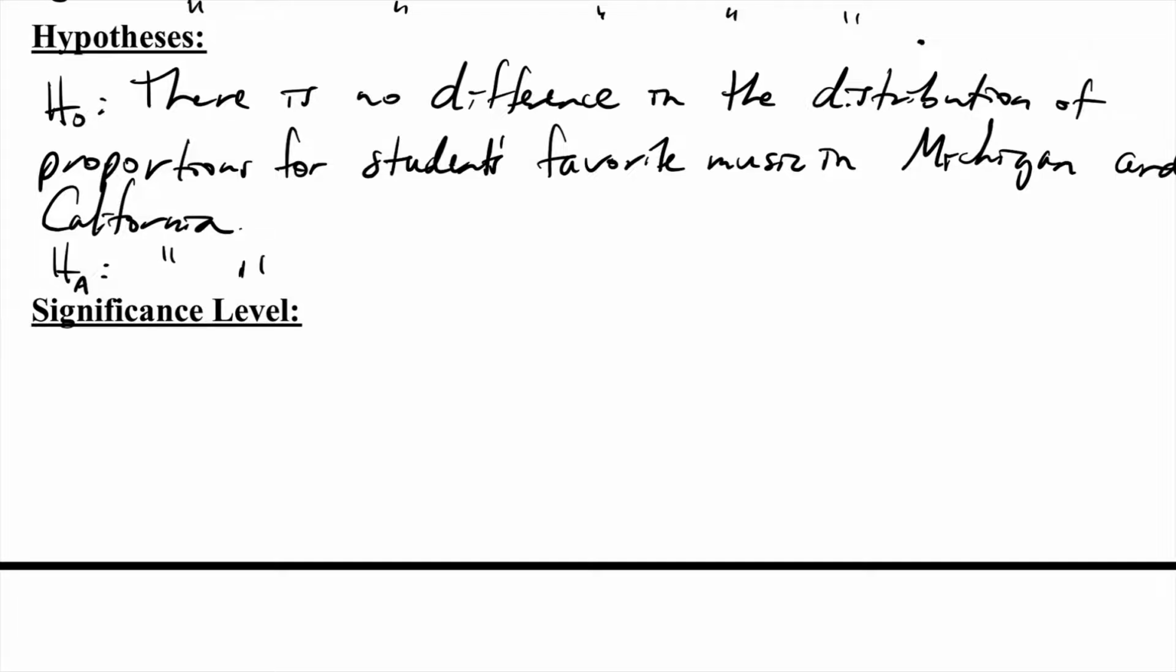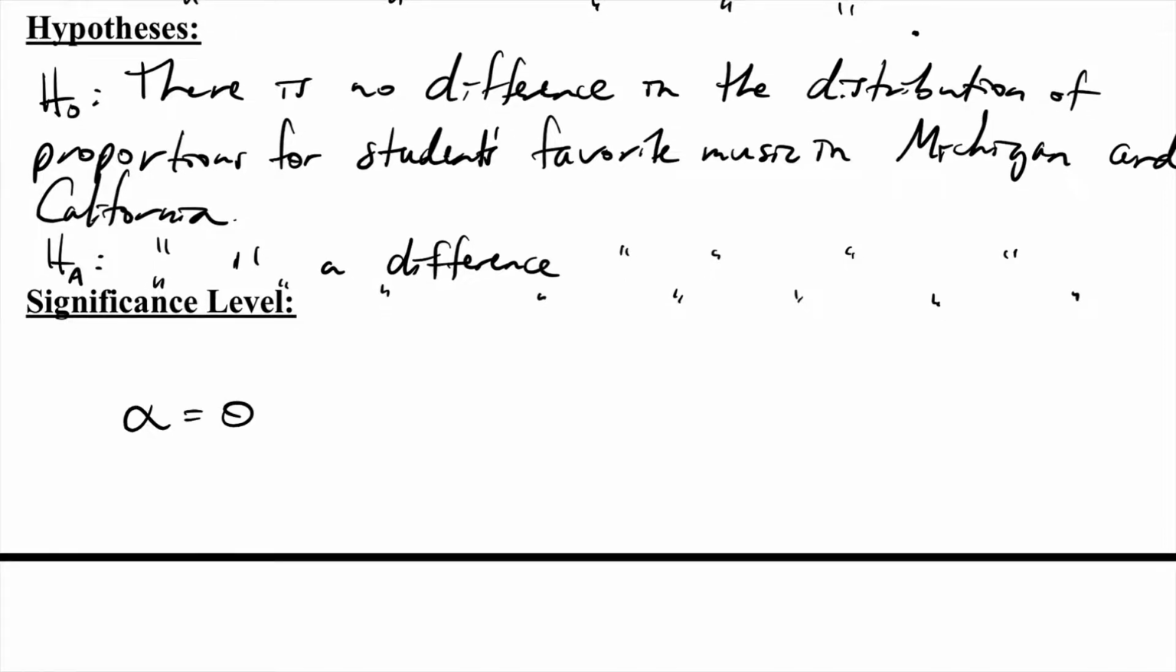there is a difference in the distribution of proportions for students. Okay. There is a difference. Okay. Significance, they told us 5%.